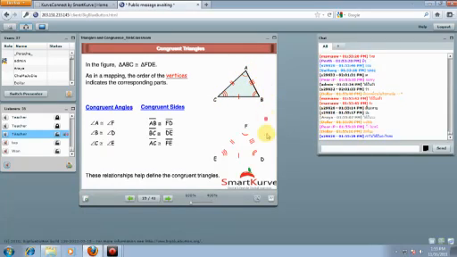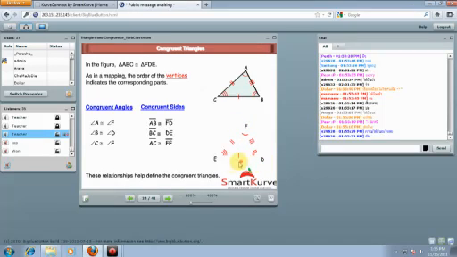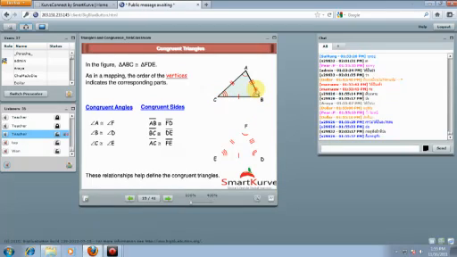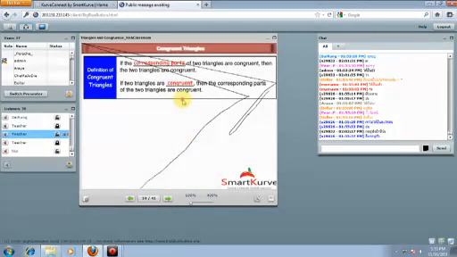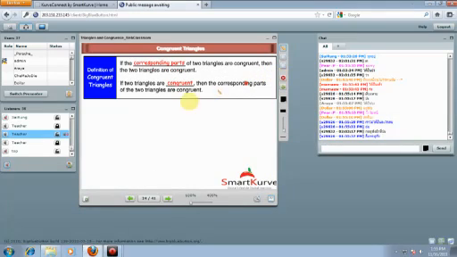Side AB is only congruent with FD. And the base DE is only congruent with BC. That's what these lines mean. The same with the angles. They're showing you what angle they are congruent with. Apparently I drew on this slide.